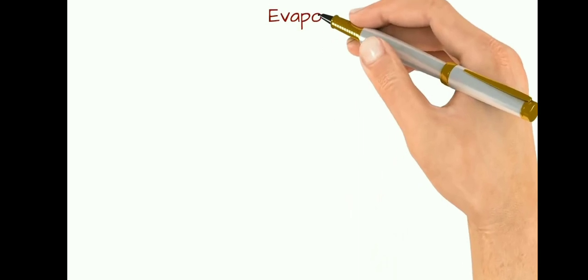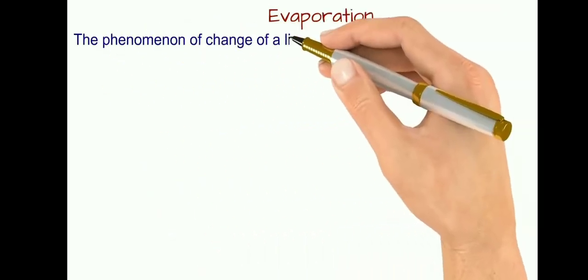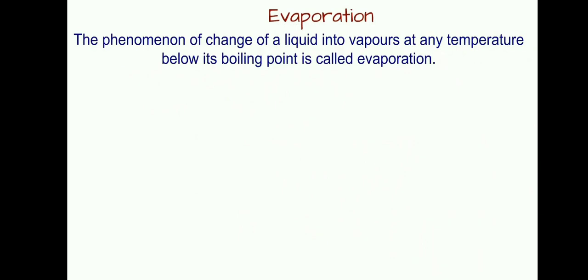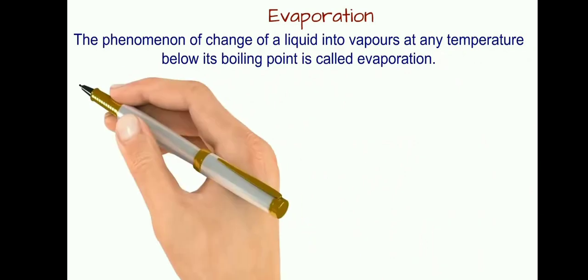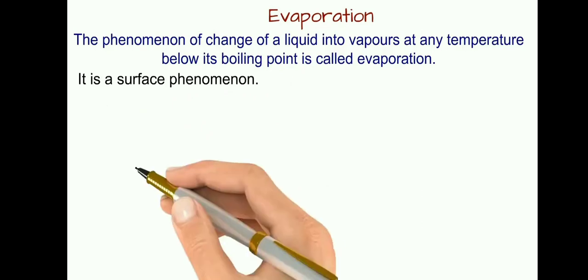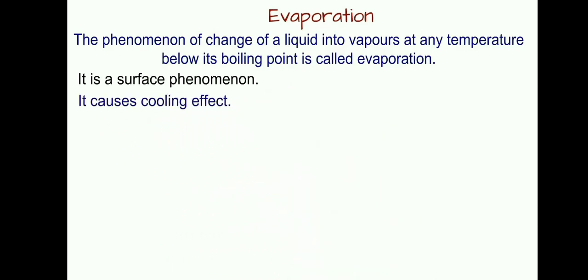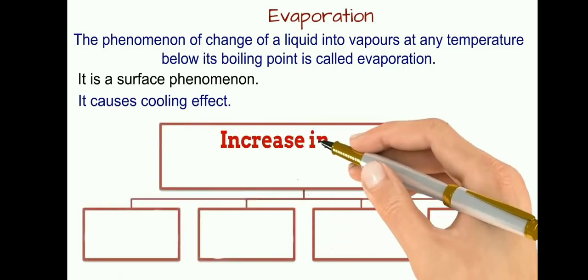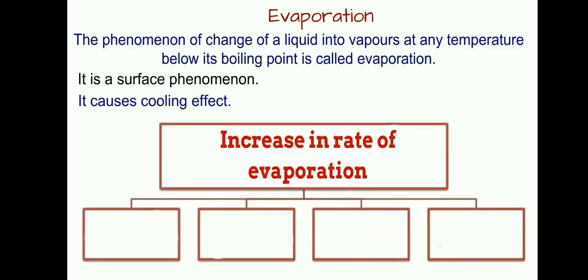Now we will study evaporation. The phenomenon of change of liquid into vapors at any temperature below its boiling point is called evaporation. It is a surface phenomenon, means it occurs at the upper layer of the liquid, not in the whole liquid. It also causes cooling effect.